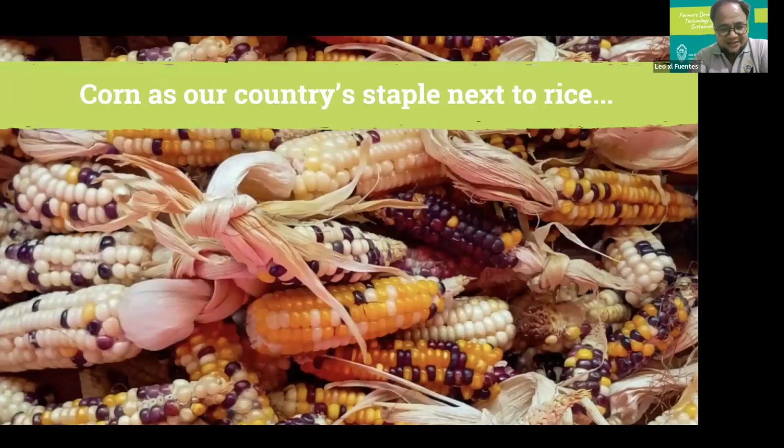Now, let us discuss technology in a more specific example, the Philippine corn industry. Corn is an important crop. It is a staple here in the Philippines next to rice. The lack of effective programs in our country placed Filipino farmers, especially the corn farmers, in a very precarious situation.